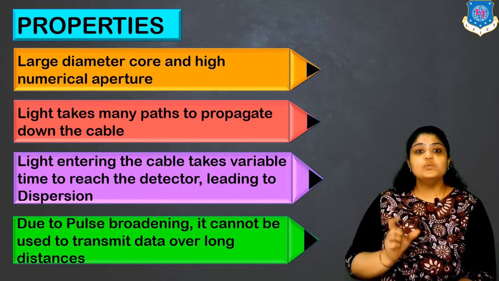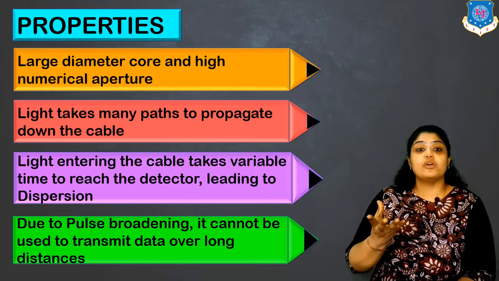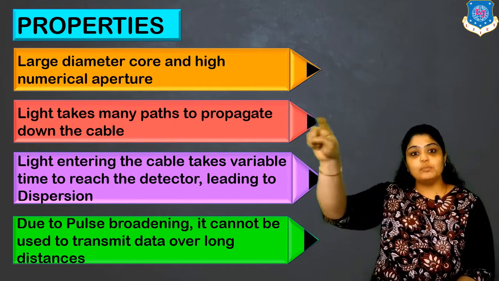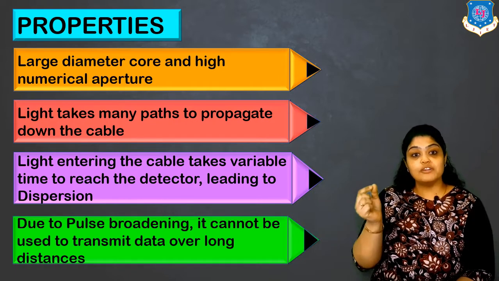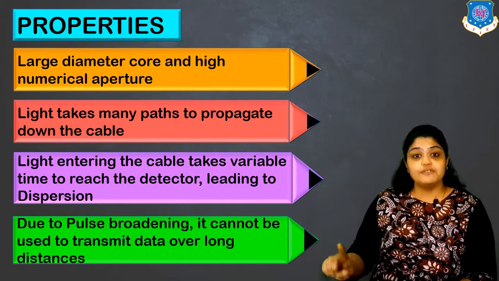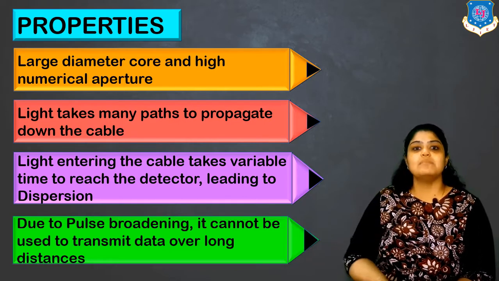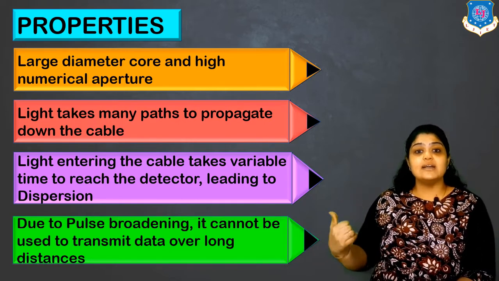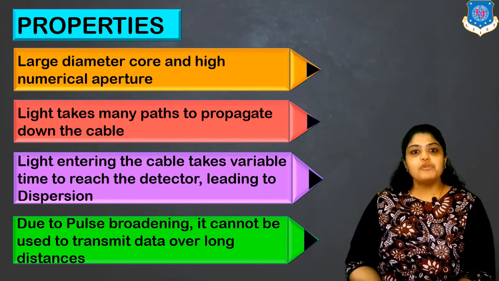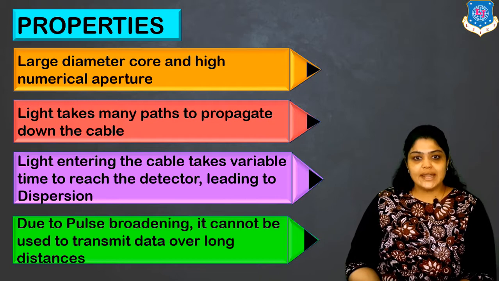What do you mean by the word dispersion? It is pulse broadening. This is the pulse, suppose you have sent, but the output will be a broadened pulse or a widened pulse. Why? Because the entire data travels along different path and does not come at the same time. So this gives us pulse broadening or high dispersion. So these were some properties of a multi-mode step index fiber.